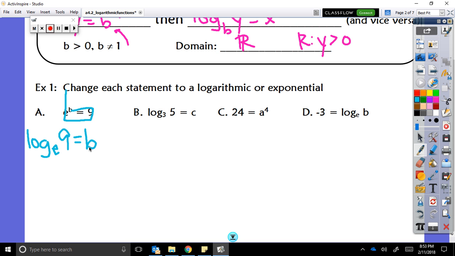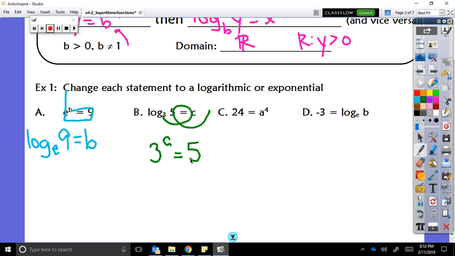So when you see exponent to log, you're going to draw the L. Now, if you go backwards, if we go log to exponent, we're going to draw an E for exponent. So here's what that looks like in exponent form. 3 to the c equals 5. So draw the L or draw the E, depending on which way you're going.